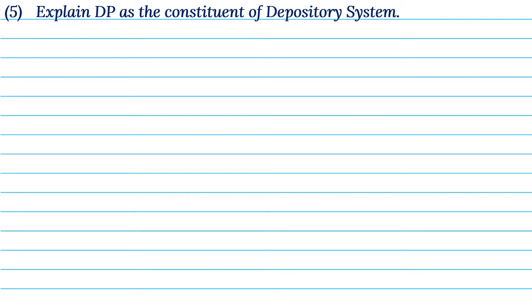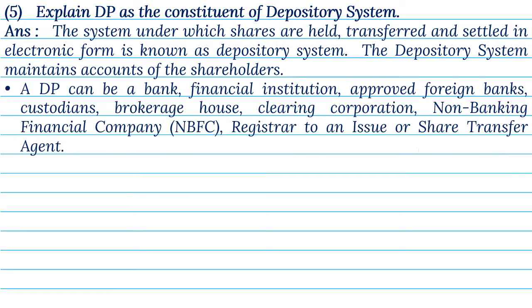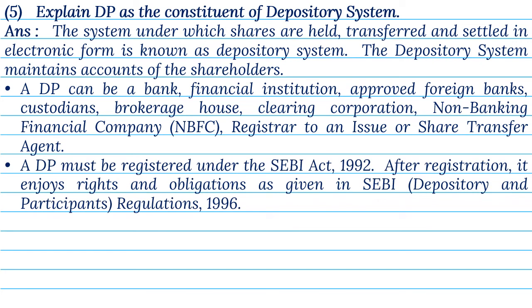5. Explain DP as the constituent of depository system. Answer. The system under which shares are held, transferred, and settled in electronic form is known as depository system. The depository system maintains accounts of the shareholders. A DP can be a bank, financial institution, approved foreign banks, custodians, brokerage house, clearing corporation, non-banking financial company, NBFC, registrar to an issue, or share transfer agent. A DP must be registered under the SEBI Act 1992.